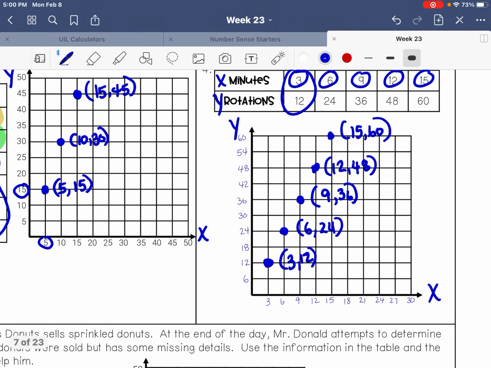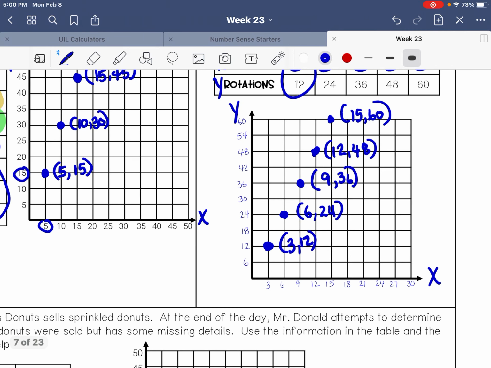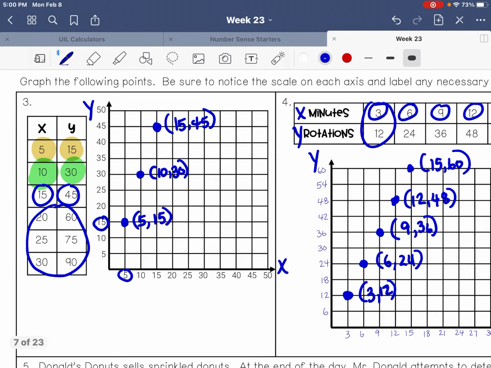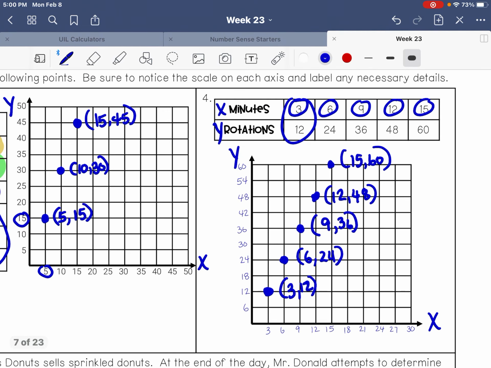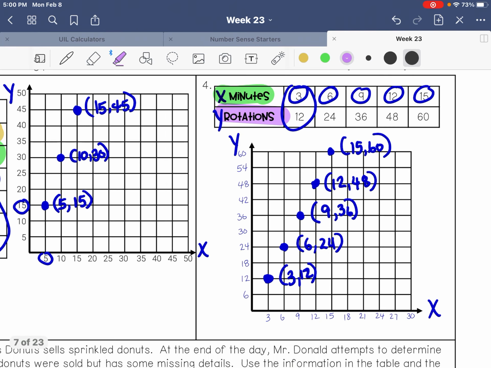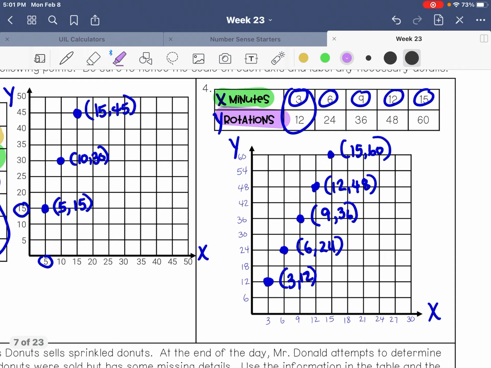Graphs won't always be labeled for you, but if you're making a graph for me, I'd like you to label it. So there's one more thing that we forgot to do, because this table is named minutes and rotations. So we need to label the bottom of our graph minutes. And then we need to label the y-axis rotations.